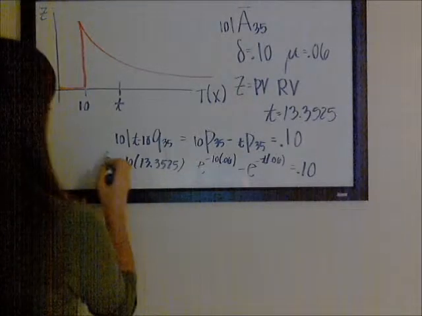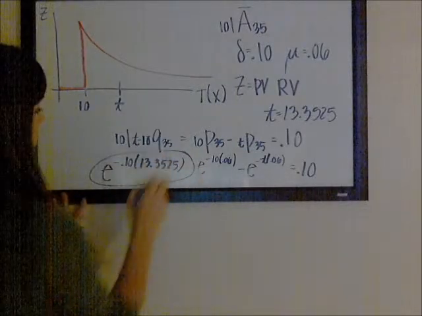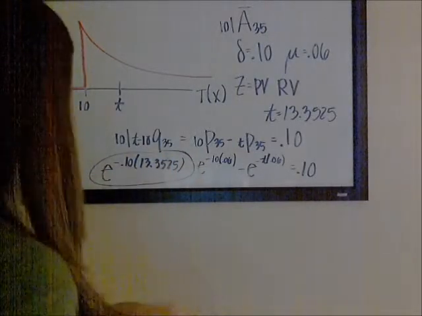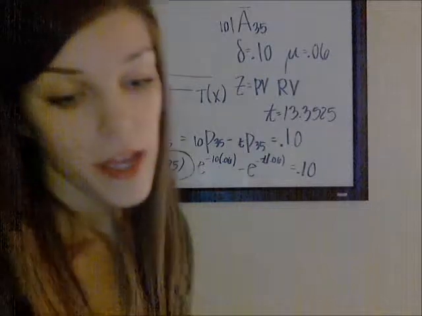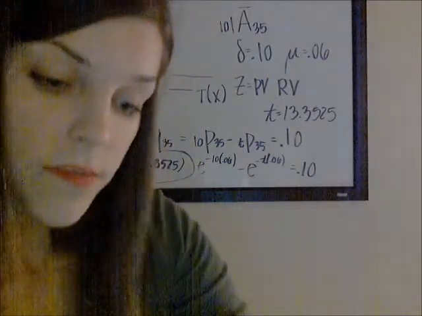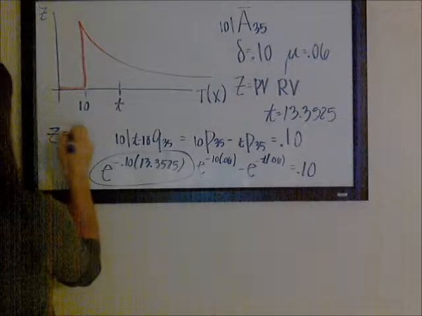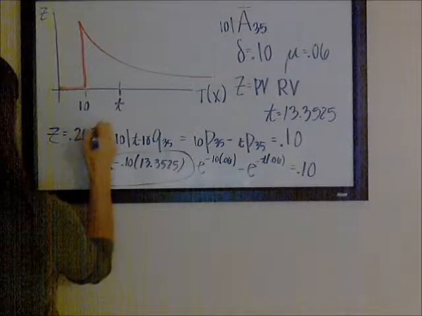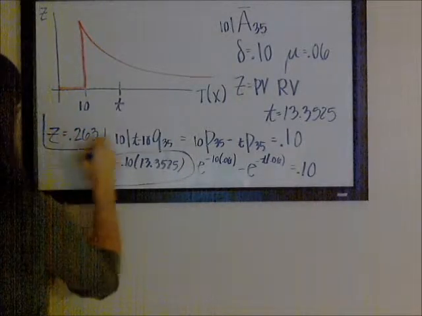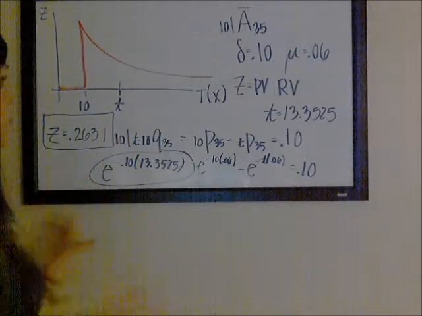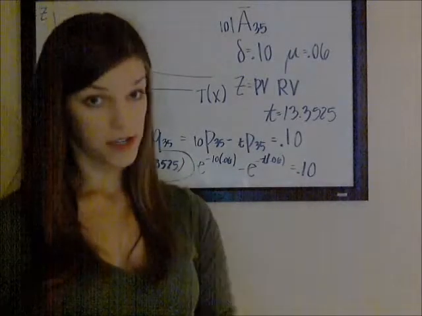So e to the negative 0.1 times 13.3525 is 0.2631. And that will be your 90th percentile for the insurance.